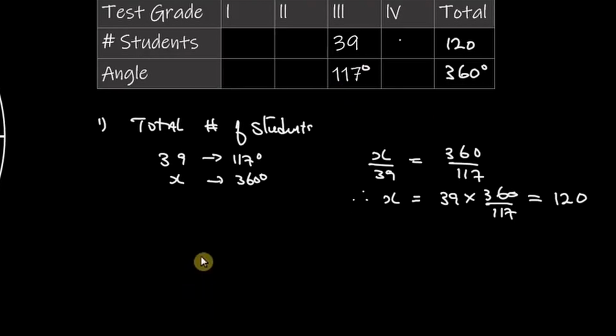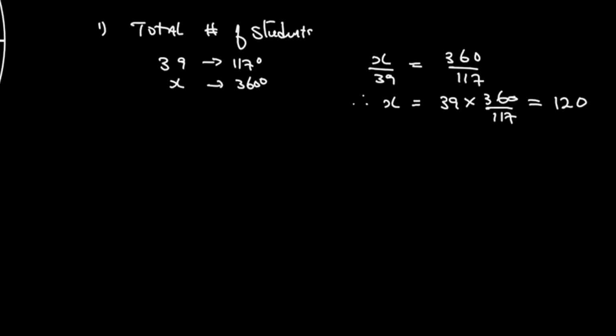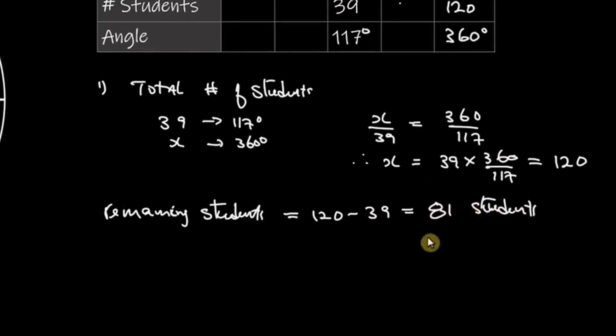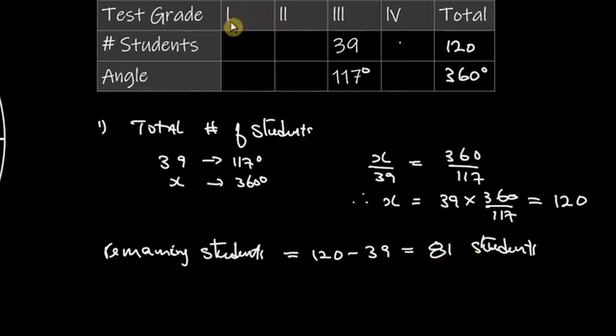The next part of the question is about the remaining students, so let us determine quickly what the remaining students are. Remaining students would be total students, 120, minus the students who got a pass at grade 3, 39. So that will be equal to 81 students remaining. So we have 81 students who received passes at grade 1, 2, or 4.